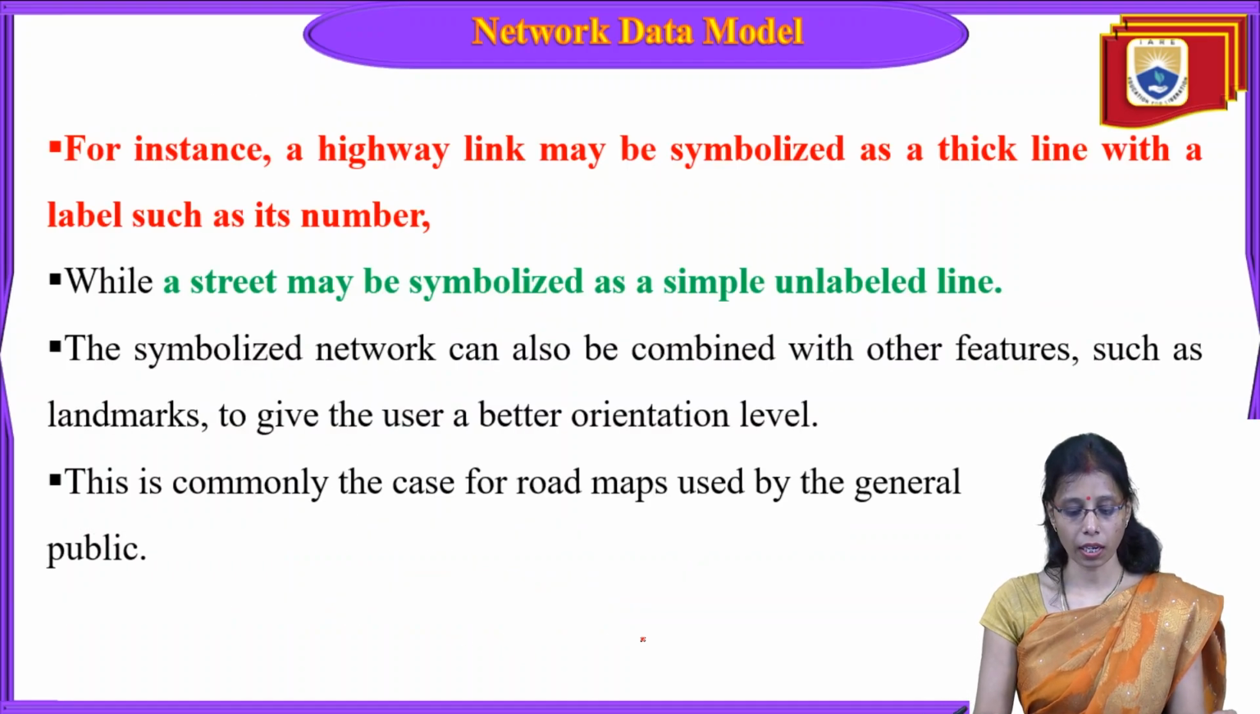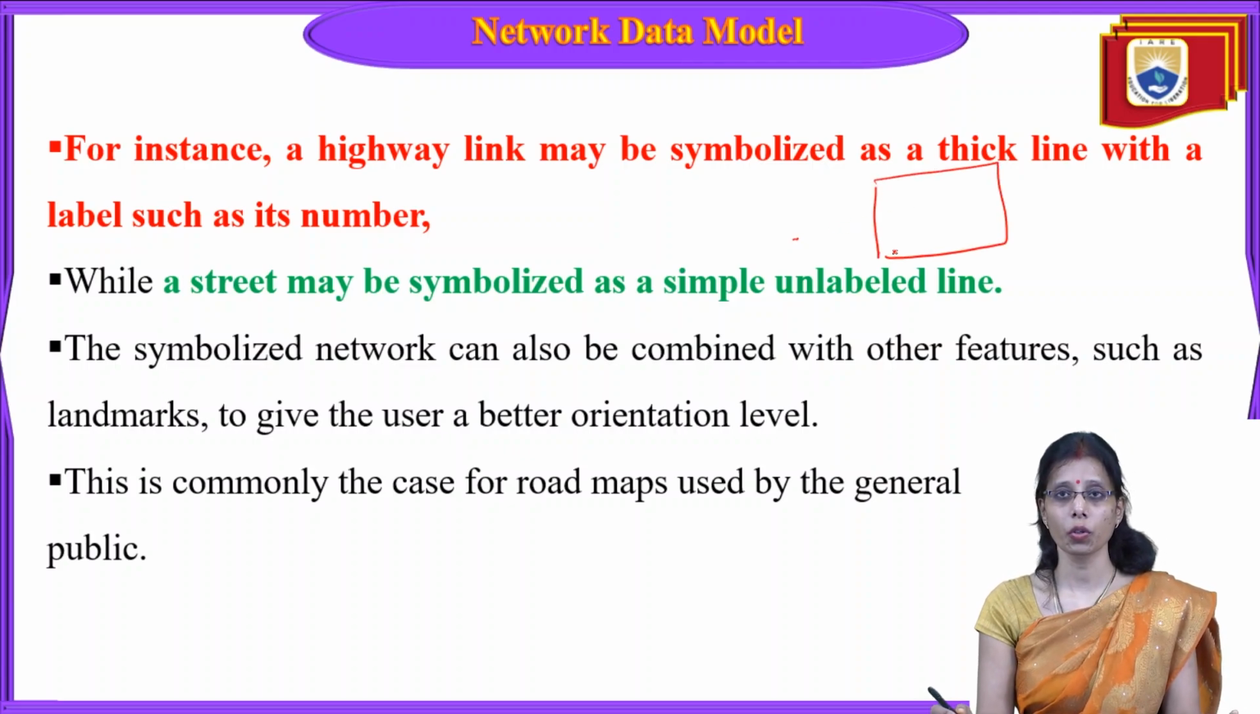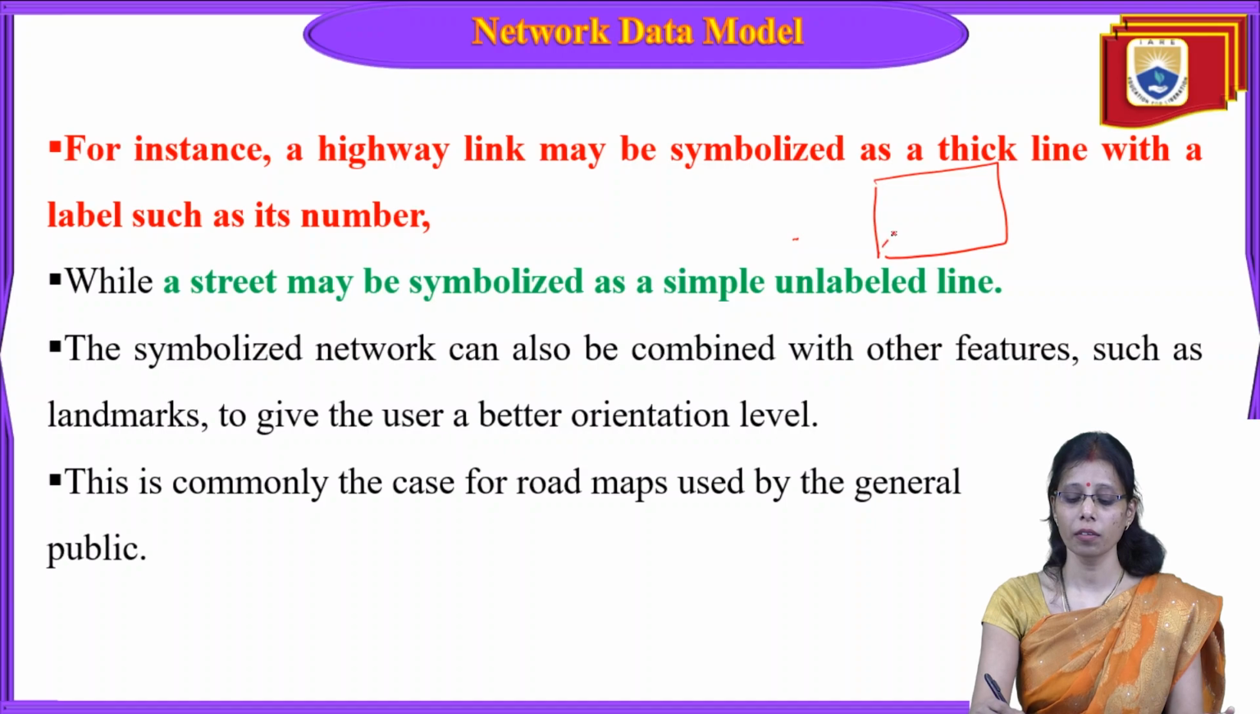For instance, a highway link may be symbolized as a thick line with a label such as its number. So if you want to show a highway in the map, suppose this is your map, it can be shown with the help of a thick line. This is the thick line which will show you a highway link.